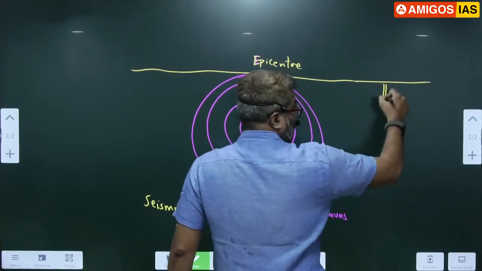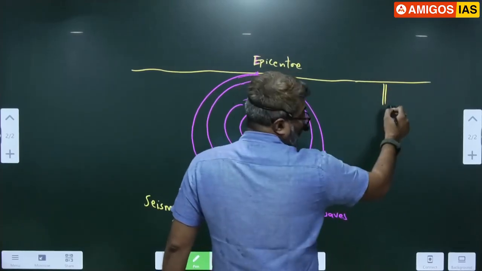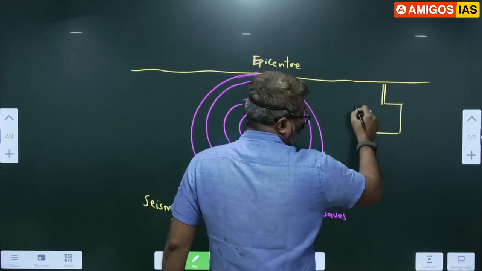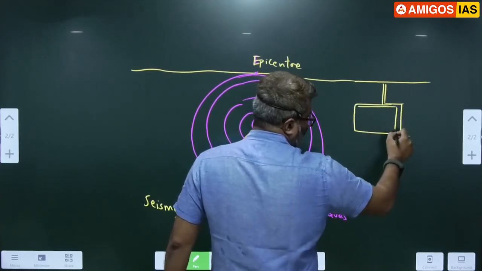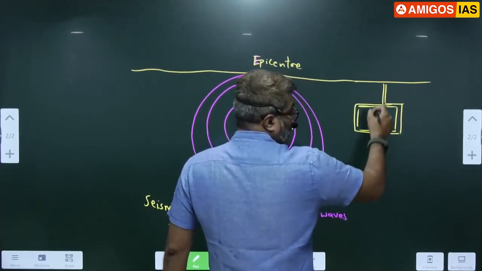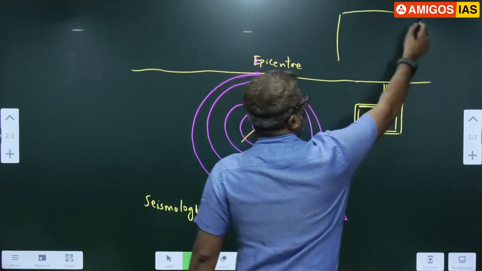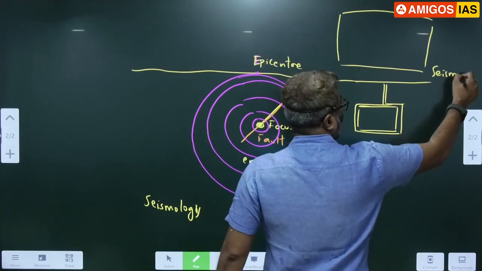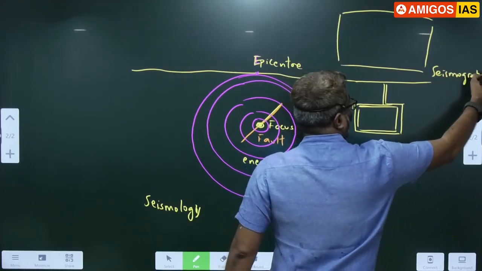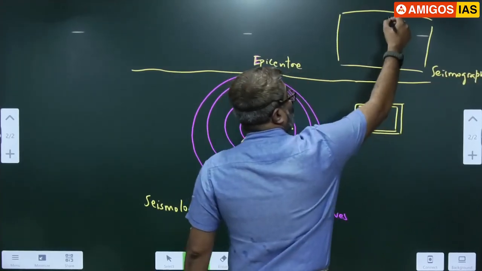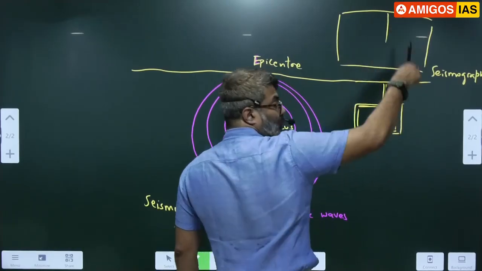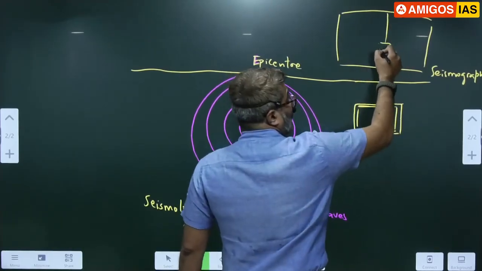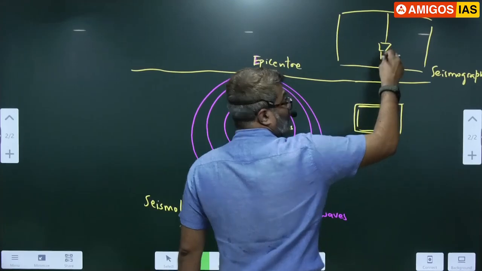We dig deep into the earth's surface. There is a bedrock, hard rock. Within the rock, we place a seismograph here. A seismograph is a simple instrument, like a box. It looks like this. It has a pendulum, a kind of rope with a small weight attached to it, and a microtip pen.